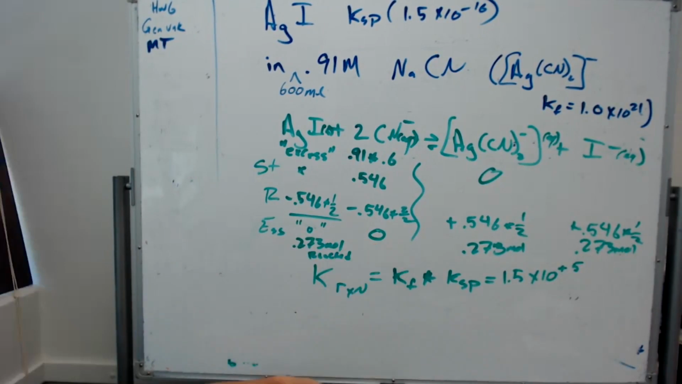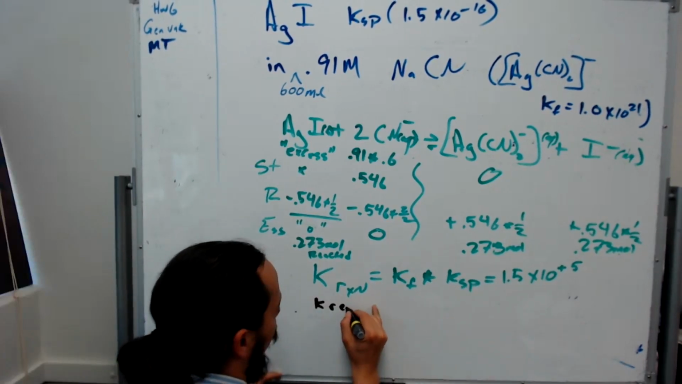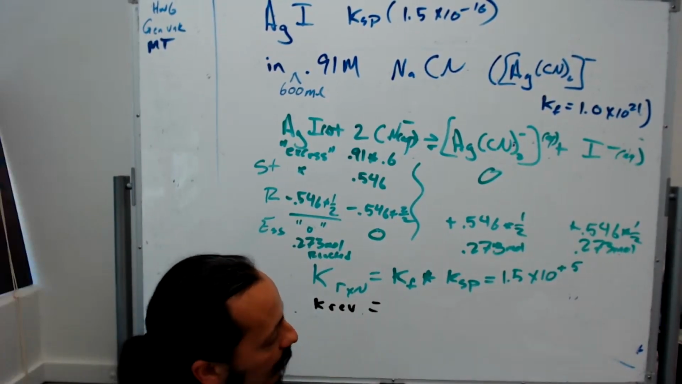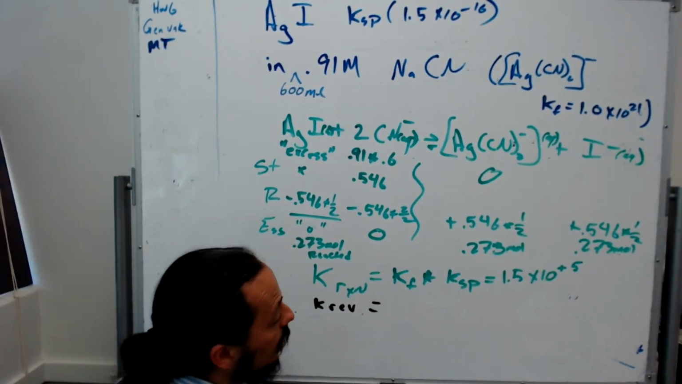However, when we look at this, do you think the reprecipitating, or the reformation of the solid, is going to be significant in this case? Why not? Which direction do we want to look at the reaction now? Yeah, we want to look at the K reverse. It's going to be 1 divided by 1.5 times 10 to the positive 5, the inverse of that number.